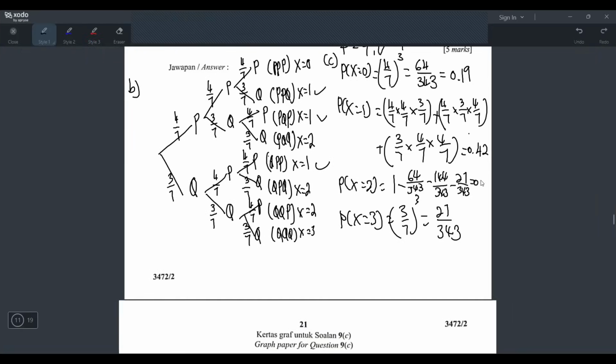Okay, for the last one, what's the last one? The last one is 27 divide 343. So let's press change to decimal. Okay, my calculator give me 0.08. Actually it's 0.07, but the next digit is more than 5. That's why I have the plus 1. Okay, now we all know the highest value here is 0.4.